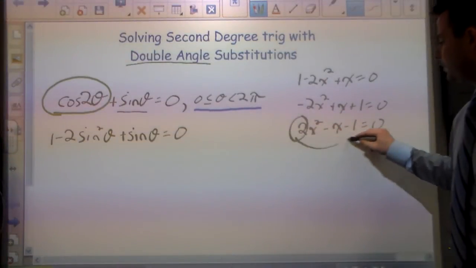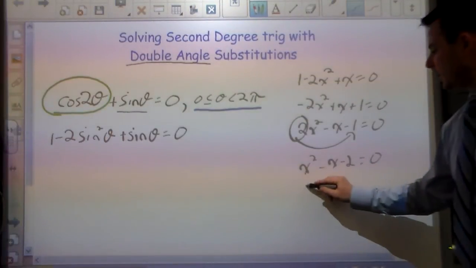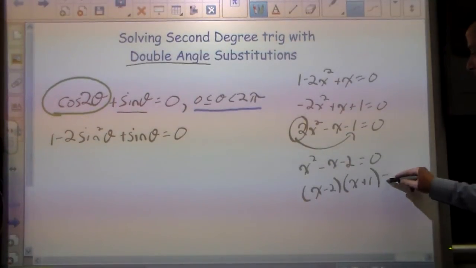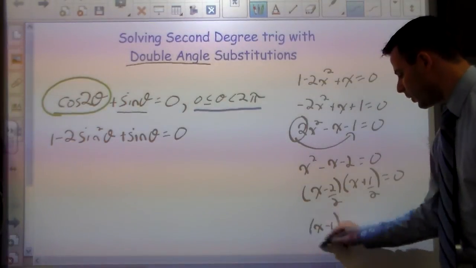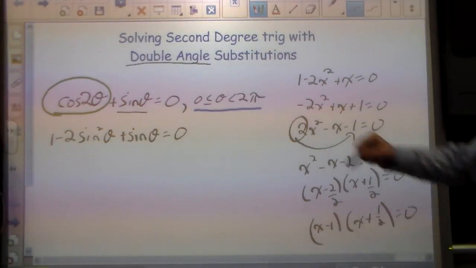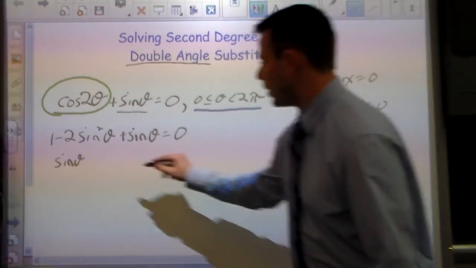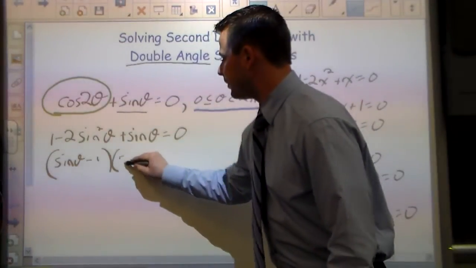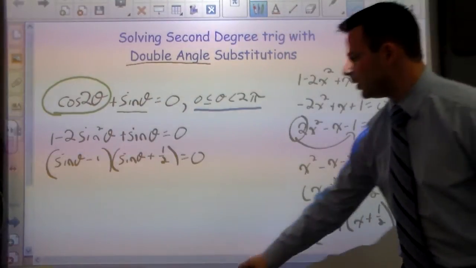Let's use the payback method. So we have a trinomial of x squared minus x minus 2. And that yields factors of x minus 2 times x plus 1. Divide back by the 2, giving you x minus 1 and x plus 1/2. But not x, we're using sine. So we're going to say sine theta minus 1 times sine theta plus 1/2. Don't forget it still equals 0.